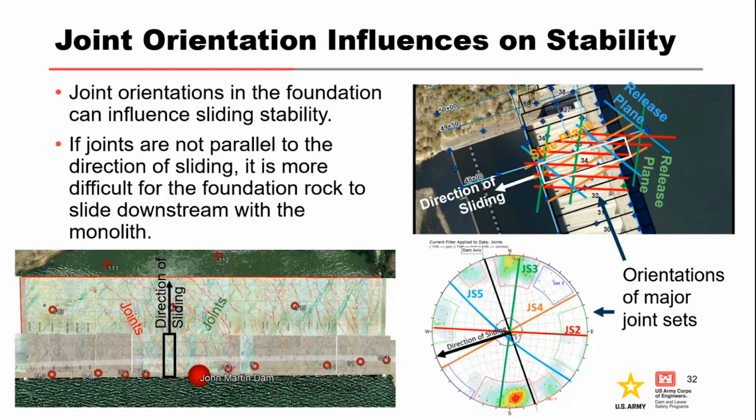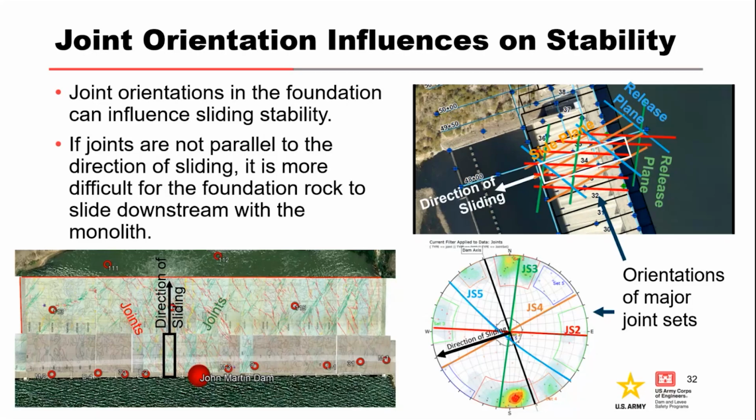So a concrete dam will tend to slide in the downstream direction along monolith joints. So if the foundation rock has an orientation that differs from the orientation in the monolith joint, multiple rock blocks and multiple monoliths will be engaged, making it more difficult for the monolith to slide out. So this requires some shearing in the rock.